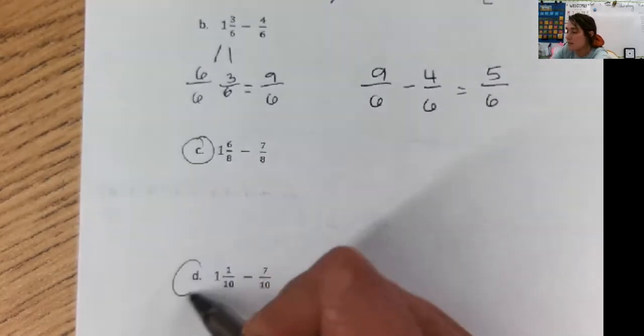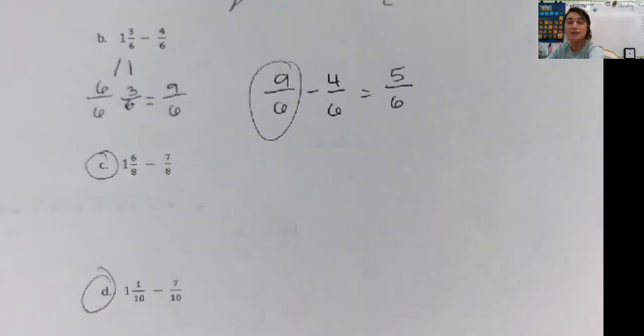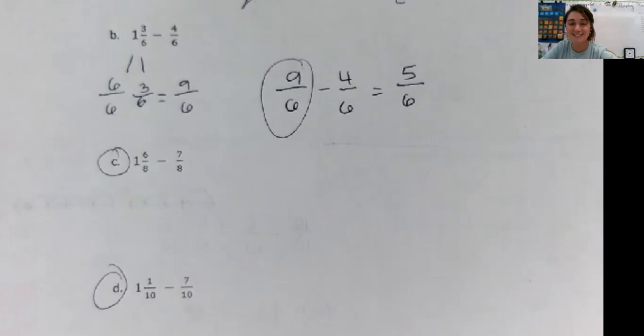So C, D, and E. You are first going to convert it into its improper fraction, then subtract. Let me know if you have any questions.